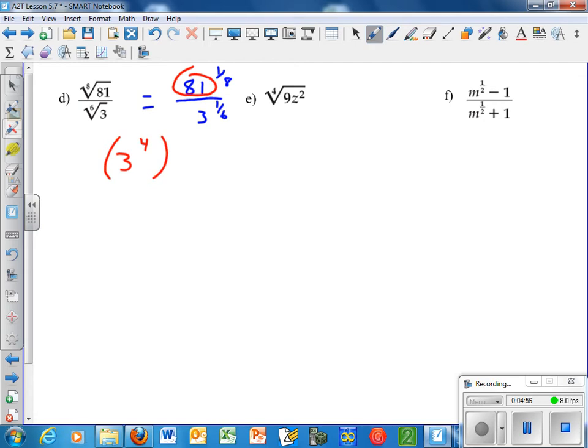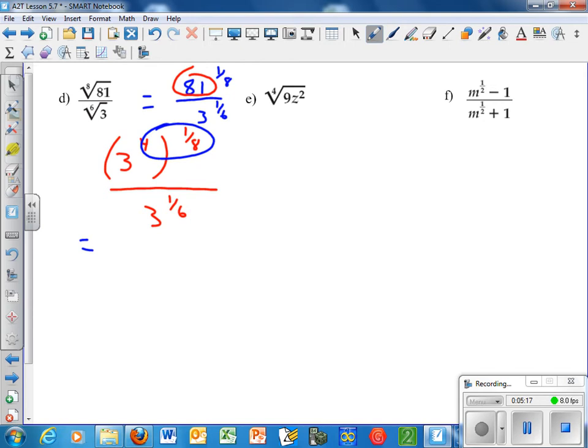And now that 81 was to the 1/8 power, so this is still to the 1/8. So it's 3 to the 4th, which is equivalent to 81. Notice I put that in parentheses, which creates a power to a power situation. On the bottom, we have 3 to the 1/6. Can't write 3 in any smaller base. Okay, now I'm going to do my power to a power right here.